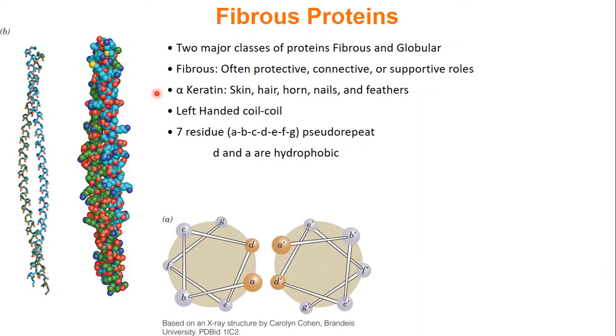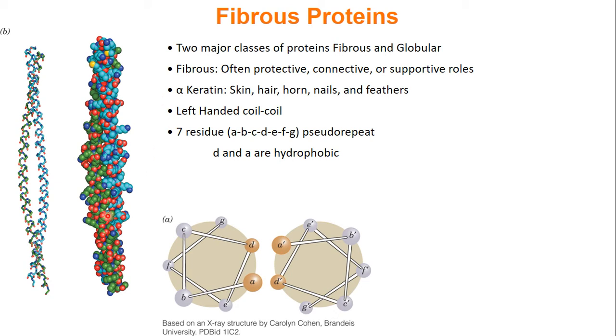In this video, we're going to continue to look at secondary structure, and we're going to do that by looking at fibrous proteins. In general, you have two major classes of proteins, fibrous or globular. Fibrous proteins are usually protective, connective, or supportive proteins. For example, we're looking at alpha keratin here. Alpha keratin makes up your skin, your hair, any horns, nails, or feathers.